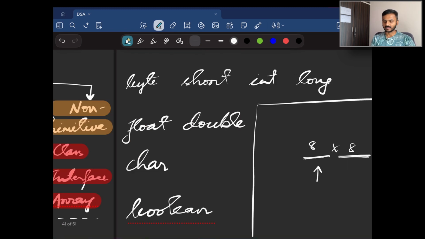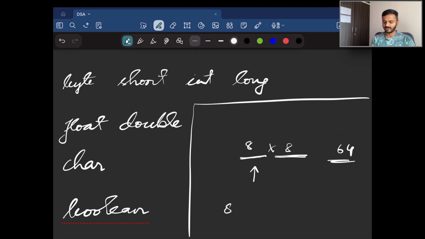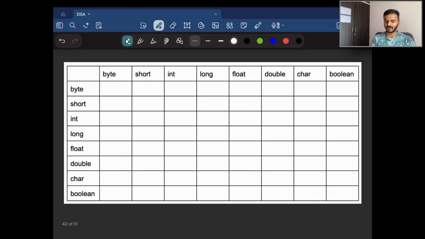So what does this tell us? This tells us that out of the total 64 pairs that we have, there will be 8 such pairs where there will be no type conversion, right? And those 8 pairs will be byte byte, short short, int int, long long, and so on for all of the data types that we have. So let's go to our table and let's mark all of those pairs where type conversion won't take place with a hyphen. So we will mark byte byte with hyphen. We'll do the same for short, int, long, float, double, char, and boolean.